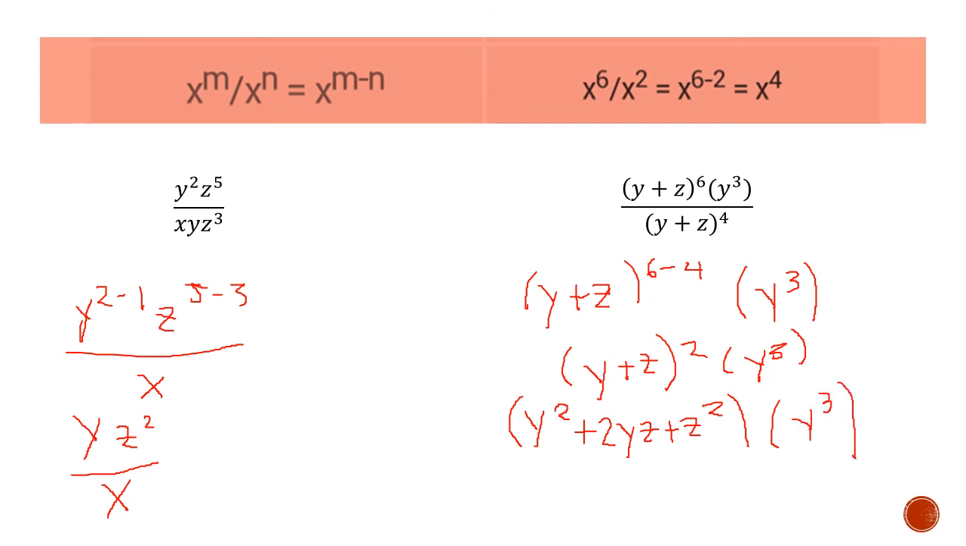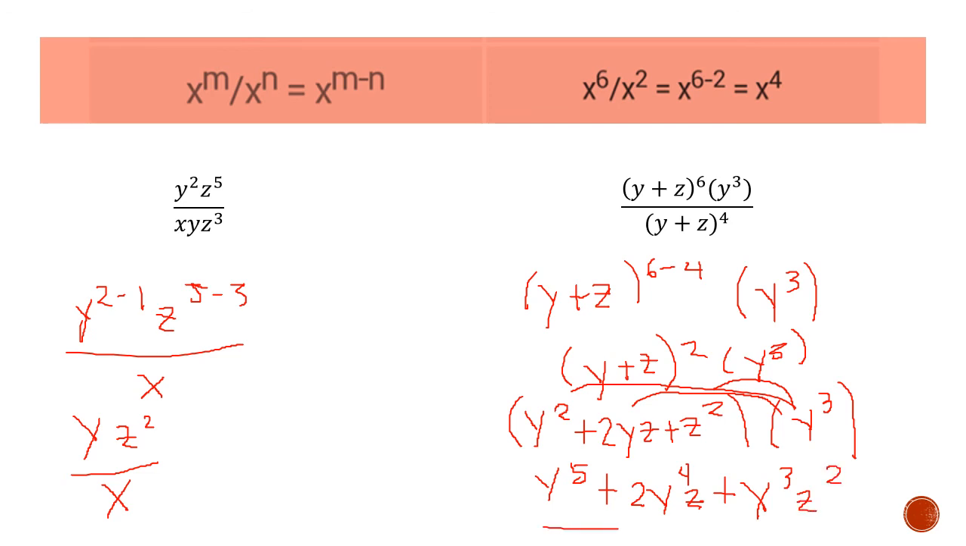So, y cube naman, didistribute natin sa bawat isa. So, y cube multiplied by y squared, we got y to the 5th. Then, y cubed multiplied by 2yz will have 2y raised to the fourth z plus ito y cubed multiplied sa z squared. We got y cubed z squared. And this will be our final answer.